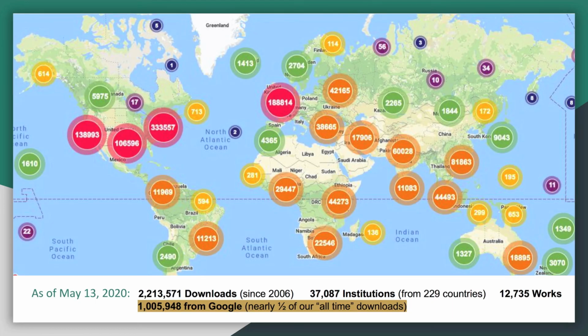I just want to give you a little context before we start talking about our project specifically. We're a really early adopter of creating an institutional repository. We got started back in 2006, and then we went live in 2008. We received our 1 millionth download back in 2015, and then we just got our 2 millionth download in 2019. We have over 12,000 works in it.